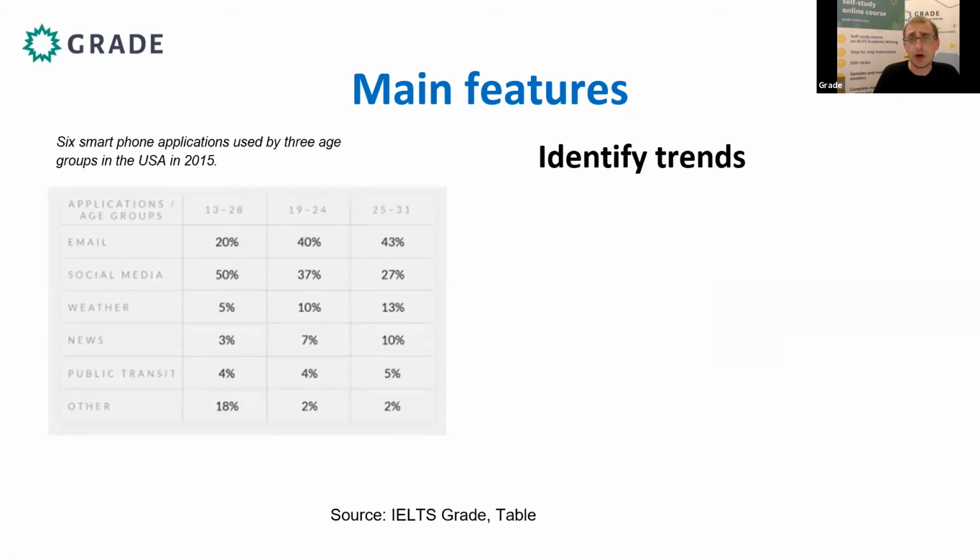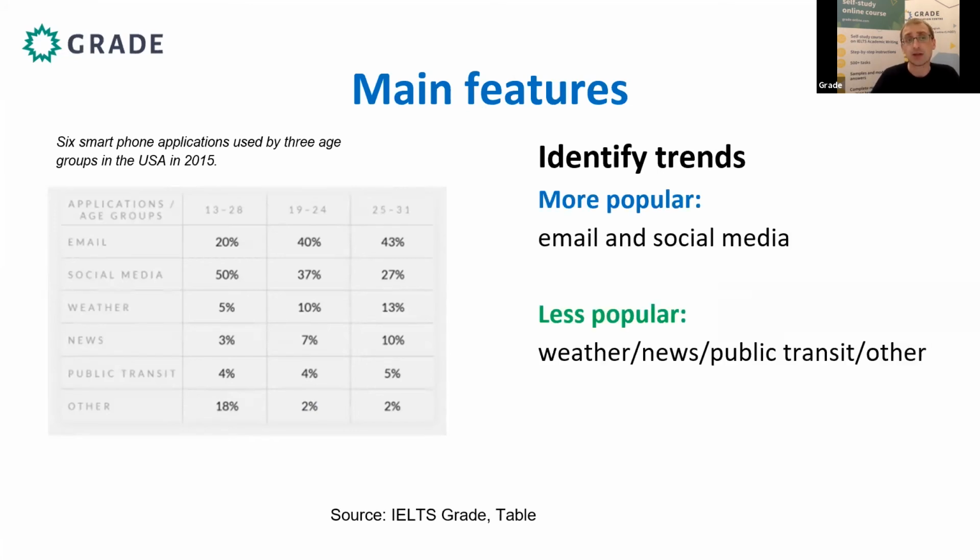So, of course, we also talk about some trends or tendencies here. And for example, we might focus on more popular and less popular applications. So you might have noticed that, for example, email and social media generally have higher percentages than the other types of applications, which means that we can group email and social media together and then focus on the other types of applications separately. Which actually gives us an overview of some key trends.